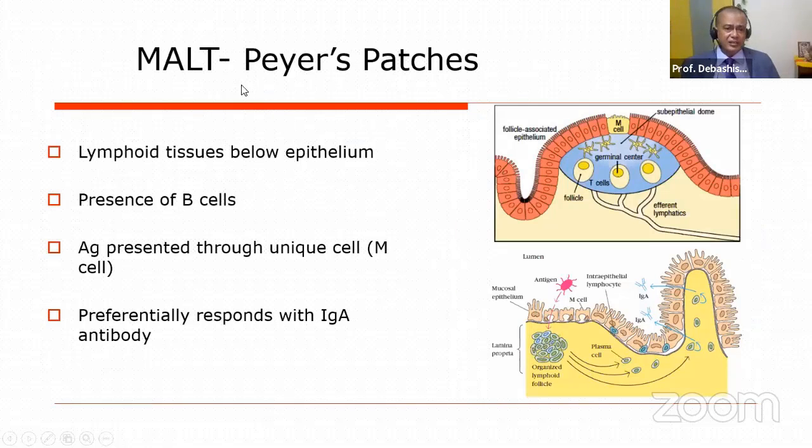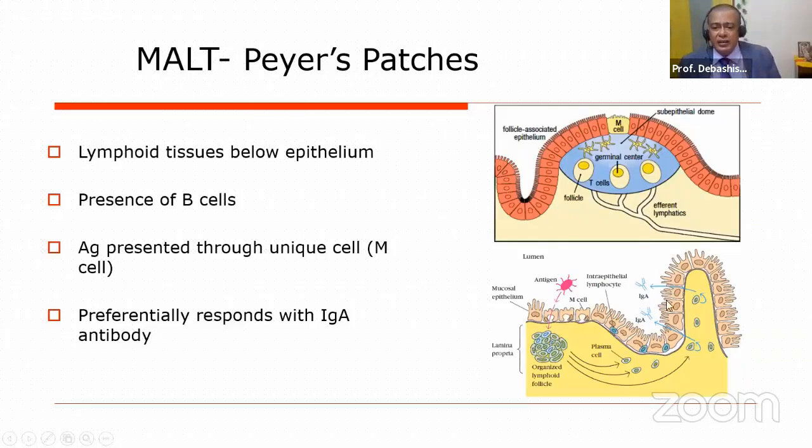The MALT in Peyer's patches, if you see the same picture, the M cells are very important. Antigen is presented through these unique cells, the M cells. There is a subepithelial dome with germinal center and T cells there. There are also B cells, and in addition, it is important to know, like in any mucosal tissue, when the antigen from the bacteria enters through the M cells in the lamina propria in the organized lymphoid follicle, they activate plasma cells, and the plasma cells produce IgA.